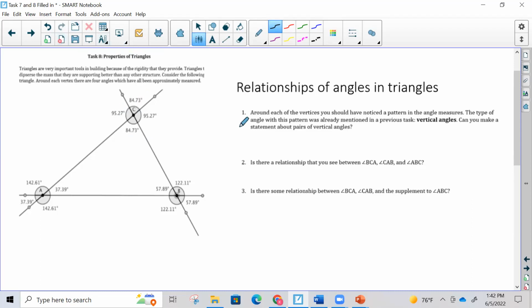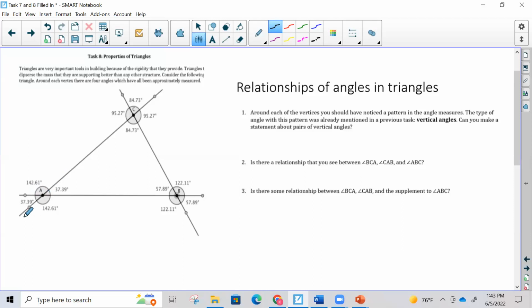Okay, so question 1 says, around each of the vertices, you should have noticed a pattern in the angle measures. The type of angle with this pattern was already mentioned in a previous task, vertical angles. Can you make a statement about pairs of vertical angles? So if we look, these 2 angles are across from each other. They're formed by intersecting lines and are vertical. These 2 are vertical. These 2, this 37.39 and this 37.39 are vertical.